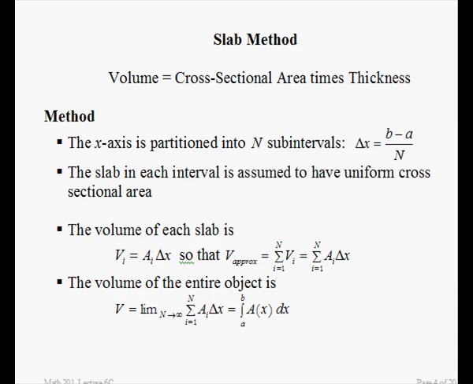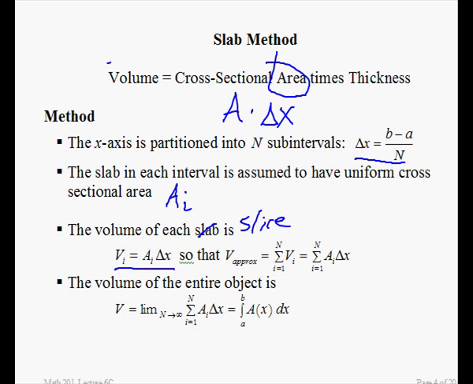And here's the method worked out. The volume of the slab will be its cross-sectional area, so that's the area, times the thickness, which is delta x, each little one. So here's the x-axis, partitioned into n subintervals. The slab in each interval is assumed to have a uniform cross-sectional area, so A doesn't change within the slab. The volume of each slice is this, so the approximate volume of the entire slab. Okay, leave it as slab then.